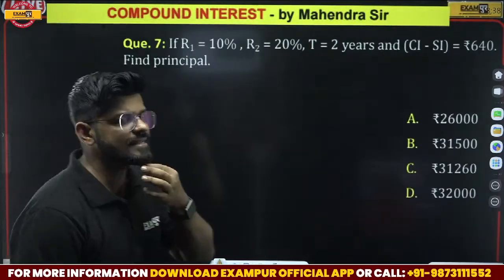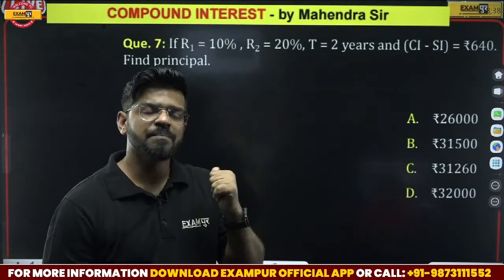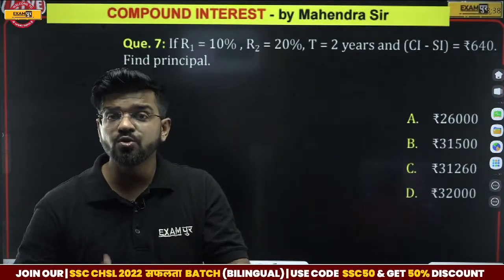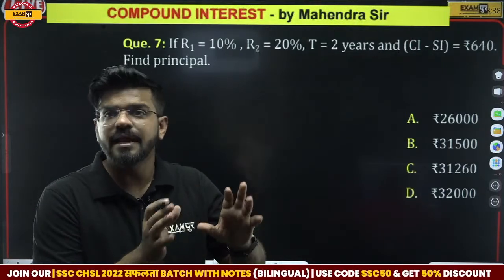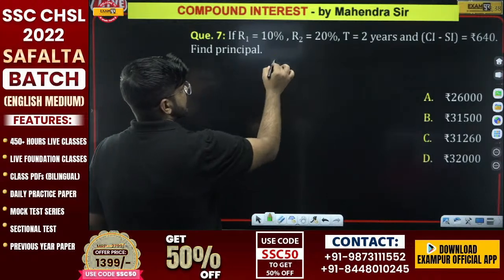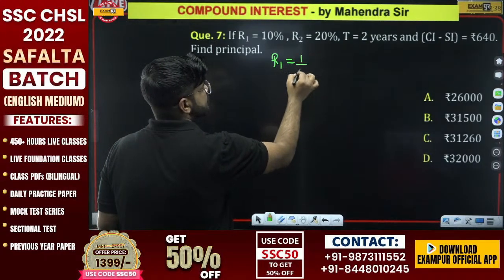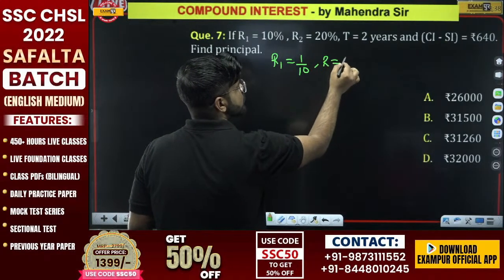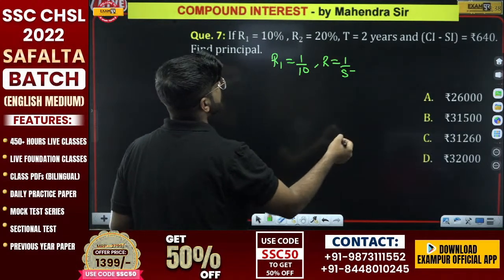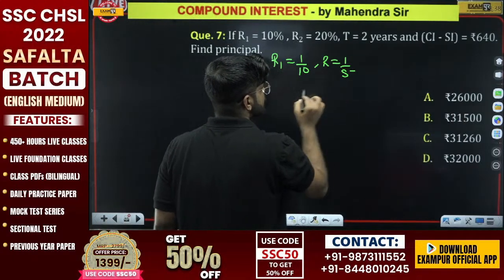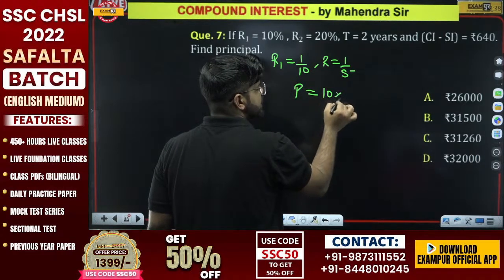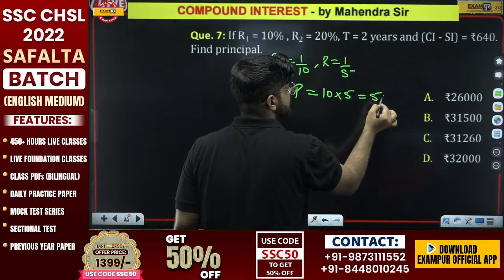Now here the rate is different. The previous part was for the same rate. If the rate is different, then how will you use the slab method? That I am going to tell you here. For the first year, R1 is 1 by 10 and R2 is 1 by 5. 20% is what? 1 by 5. So how will we let P here? P is nothing but the multiplication of the denominator parts, that means 50.